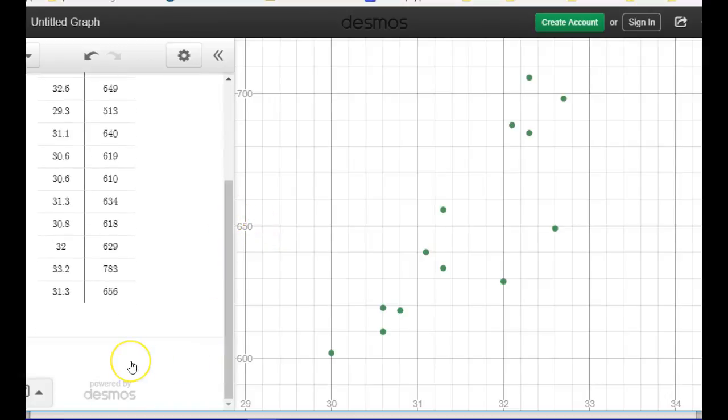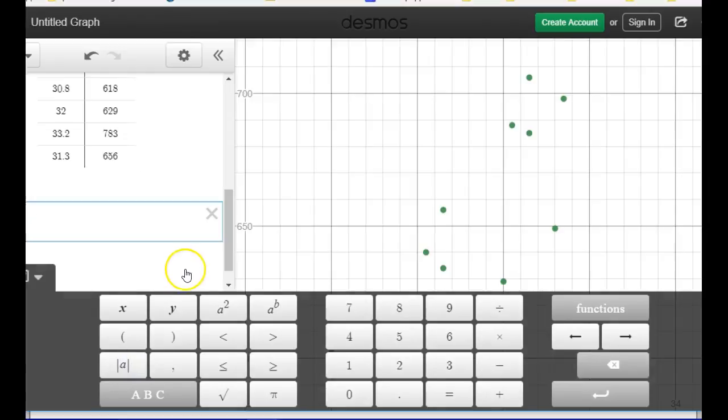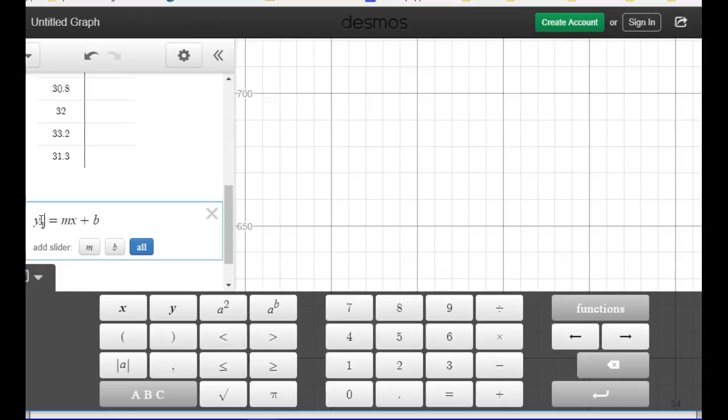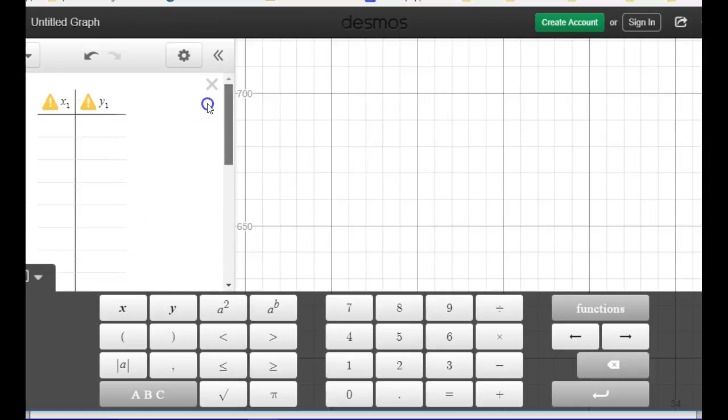Then to use Desmos to find this line of best fit, I type in my equation of a line. My general equation of a line is y equals mx plus b. Well, it's not real sure what I'm looking for here, so I have to be a little bit more specific. I need to tell it exactly what data to look at. So I want y1 and x1. I use x1 and y1 because that's the table that I have.